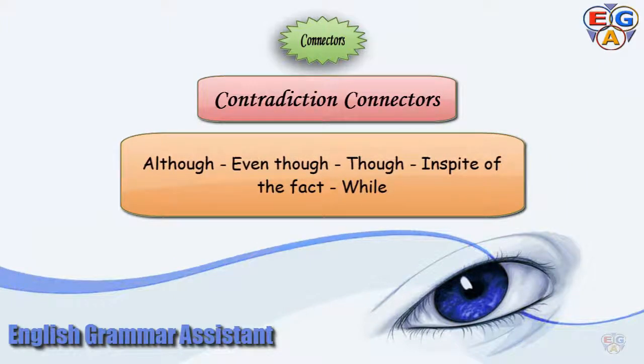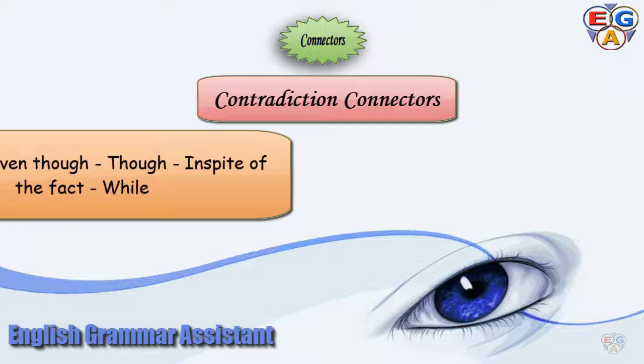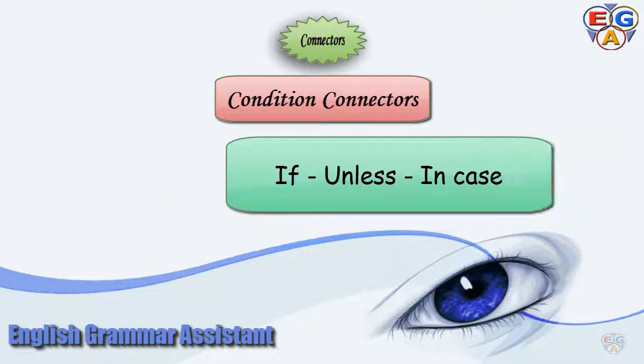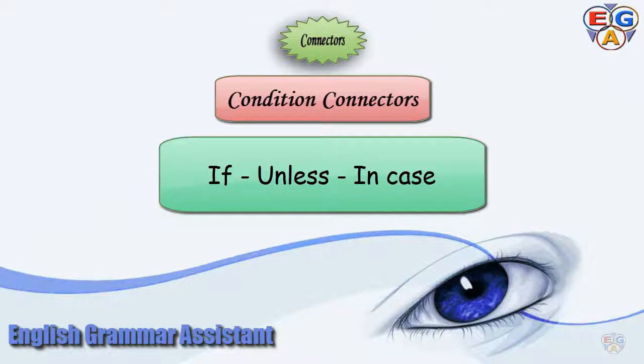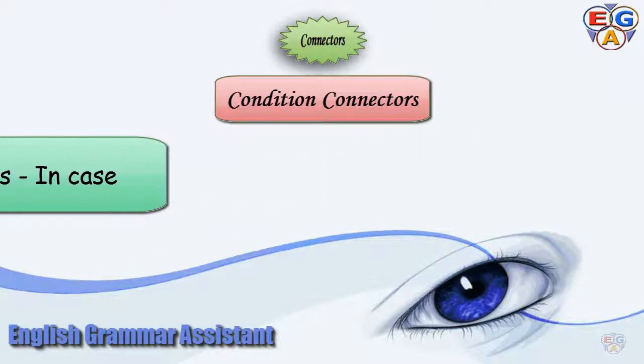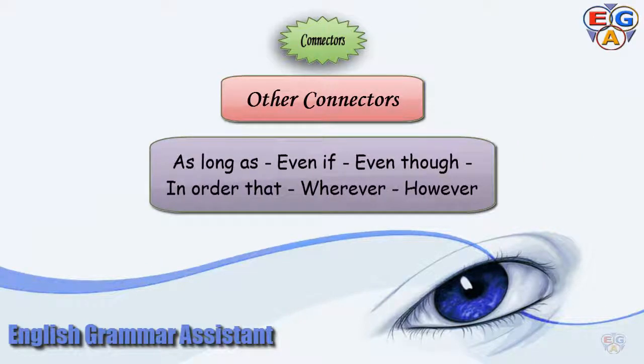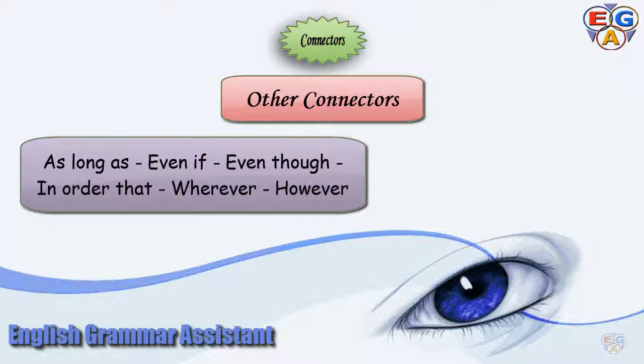Contradiction connectors: although, even though, in spite of the fact, while. Condition connectors: if, unless, in case. Other connectors: as long as, even if, even though, in order that, wherever, however.